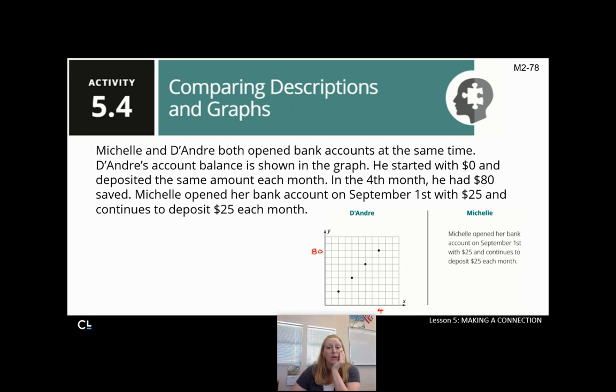Michelle opened her bank account on September 1st, again, the same time that DeAndre did. Michelle opened her bank account on September 1st with $25. Good for her. And she continues to deposit $25 each and every month. So DeAndre started at 0, but Michelle started at 25. And we'll go from there.